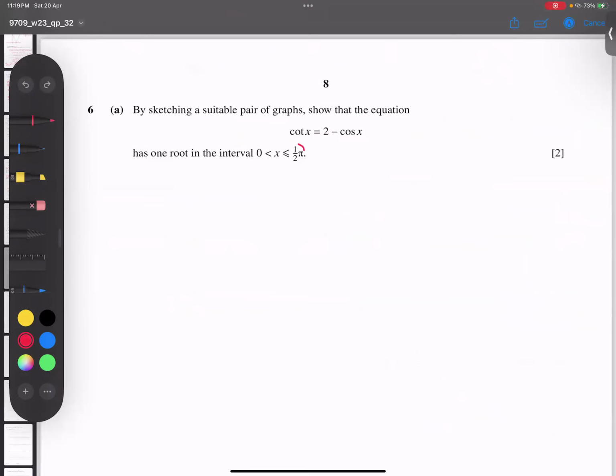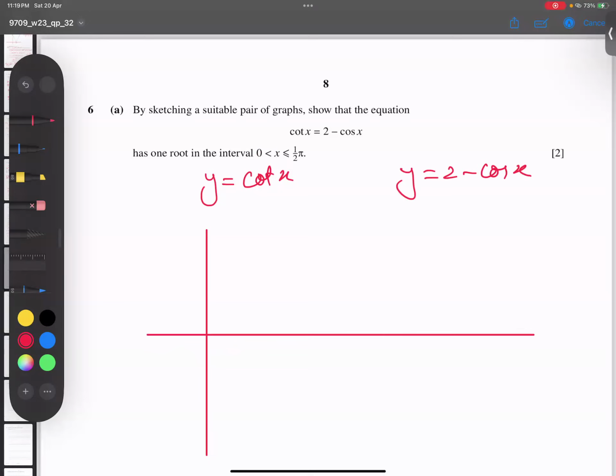So it means I will make a sketch between 0 to pi by 2. We have a left side and a right side. Best technique, you make them separate: y equal to cot and y equal to 2 minus cos. If you have no idea what to do, best technique, because we know this cosine graph very well, half up, half down. So that is why I'm drawing this kind of thing.